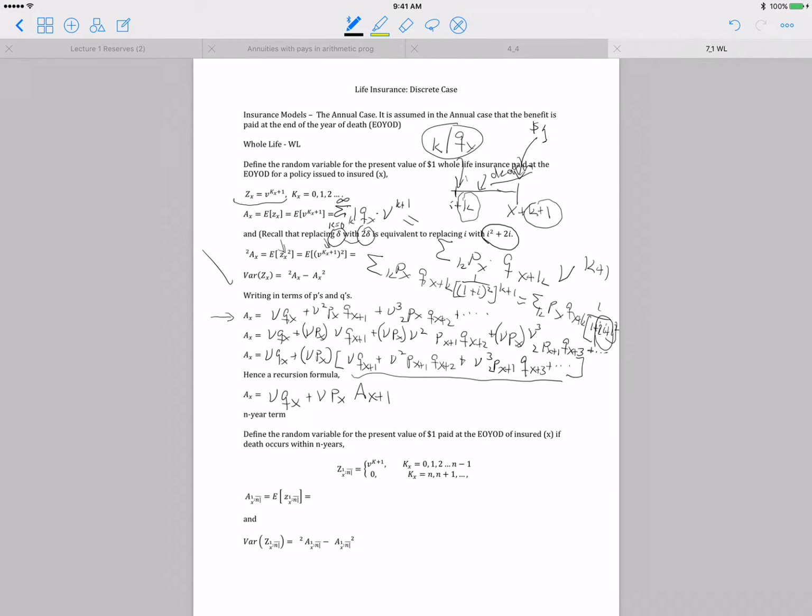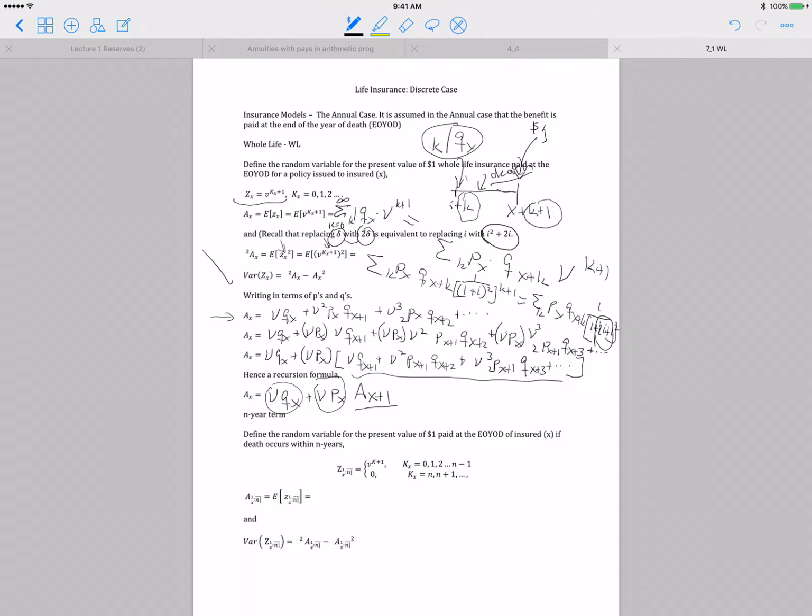Notice what the recursion formula says. It says, I get this if I die in the first year, or if I live through the first year, I get a whole life policy issued at age x plus 1. So it makes a lot of sense when we view it that way, and it's easy to remember.